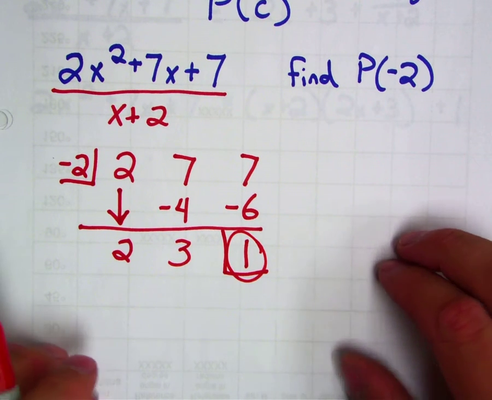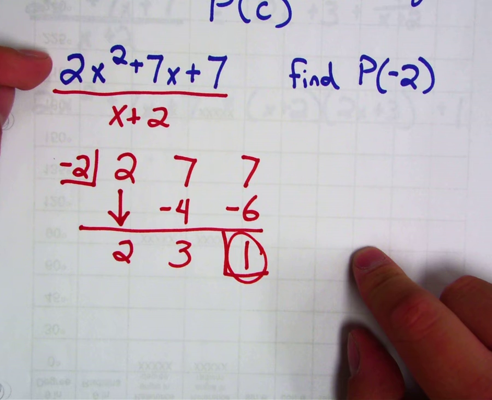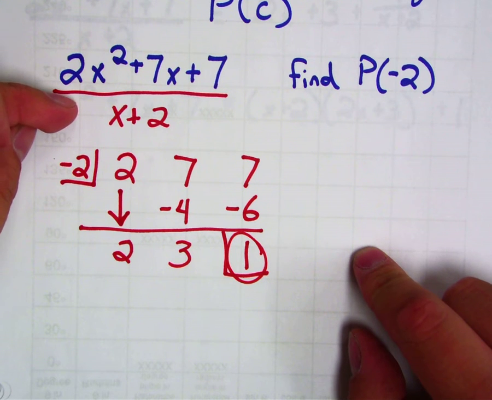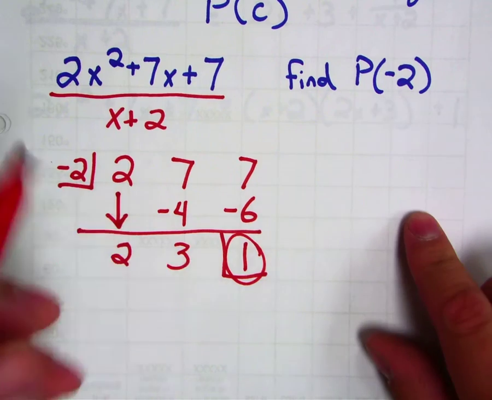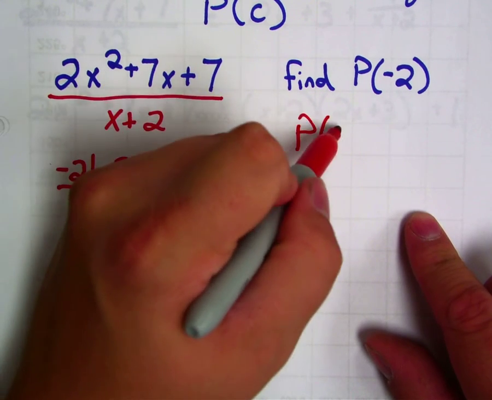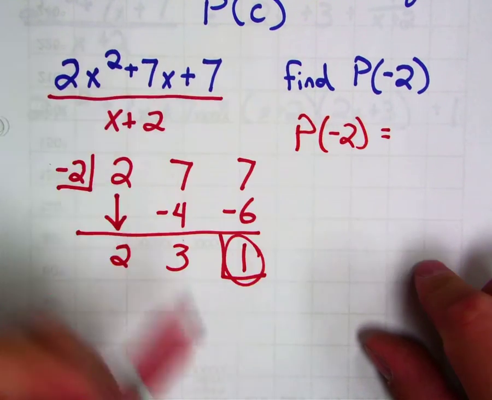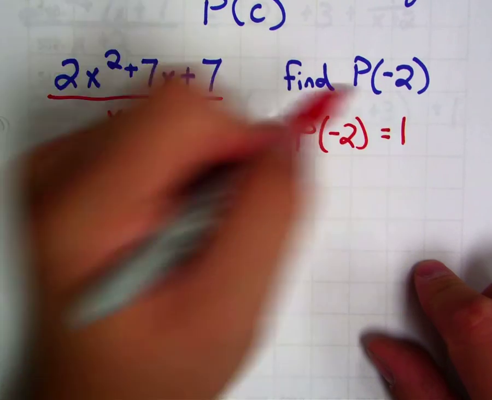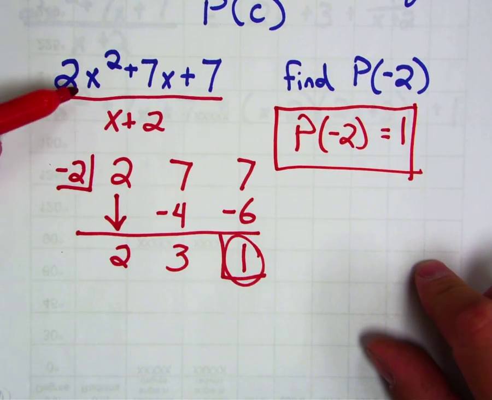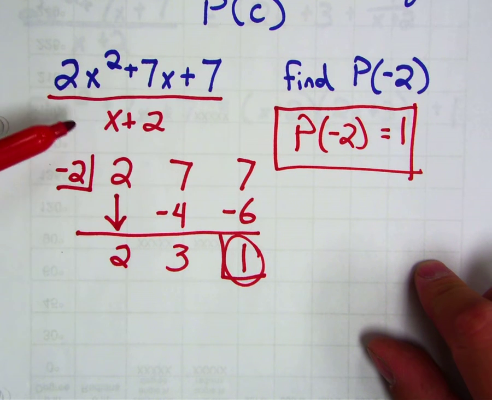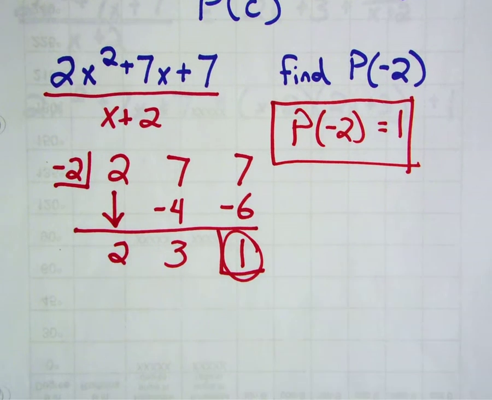And so what this tells us is that since we divided p of x by x plus 2, the remainder that we get is equal to p of negative 2. And so now we know that p of negative 2 is equal to 1. And we could verify that by plugging in negative 2 for x if we wanted to, and you can check that out on your own. But you'll see that p of negative 2 is 1.